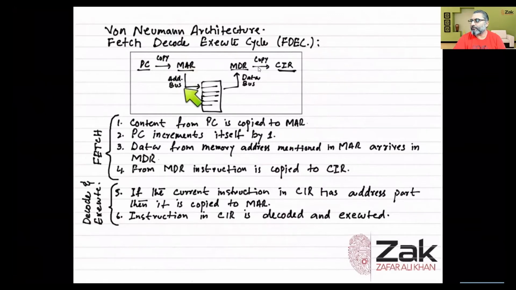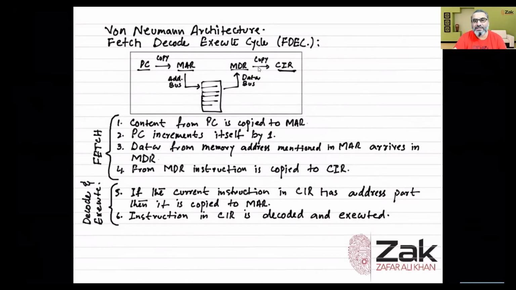Then MAR with the address bus points to the RAM. Data from the memory address mentioned in MAR arrives in MDR through the data bus. And in this case, the content is the instruction itself. From MDR, the instruction is then copied to CIR. This is called what? Fetch.